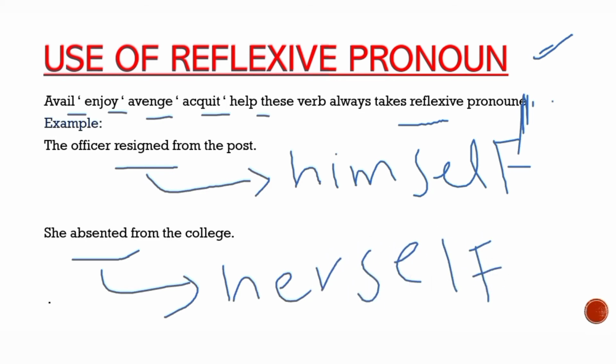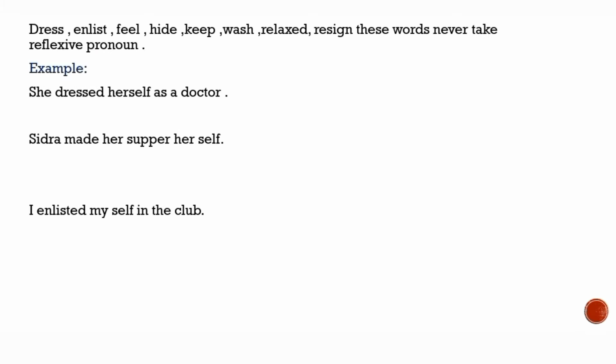The words like dress, enlist, feel, hide, keep, wash, relax, resign, these are the words that never take reflexive pronoun after them. Means when these words are used in a sentence, after that we do not use reflexive pronoun. She dressed as a doctor. Because dressed is a word that never takes reflexive pronoun after it, there is no need to use reflexive pronoun there. Our second example is that Sidra made her supper herself.